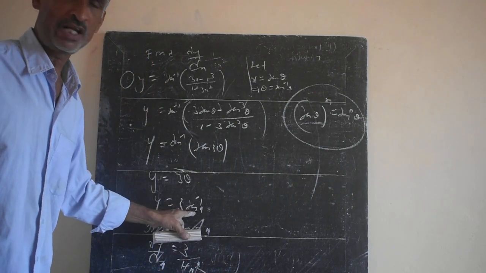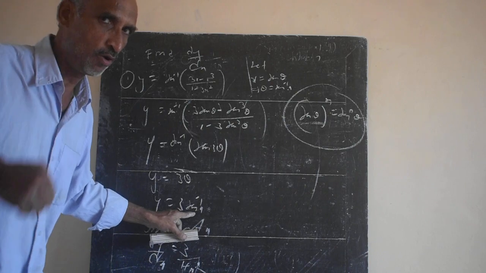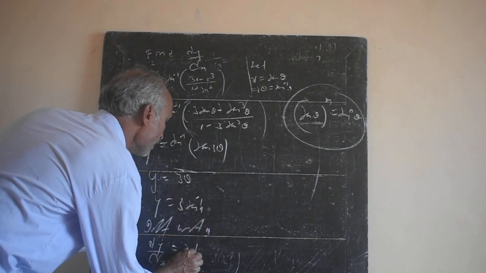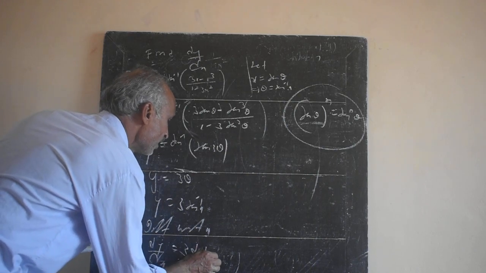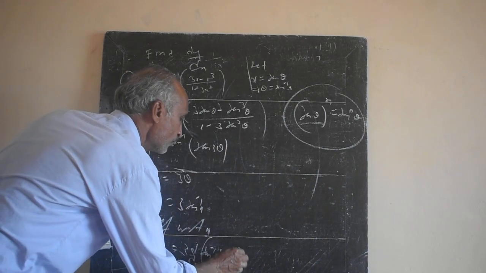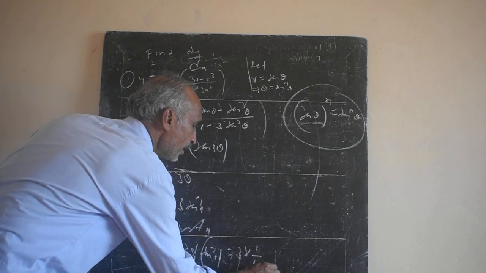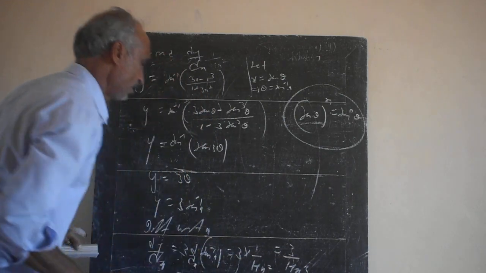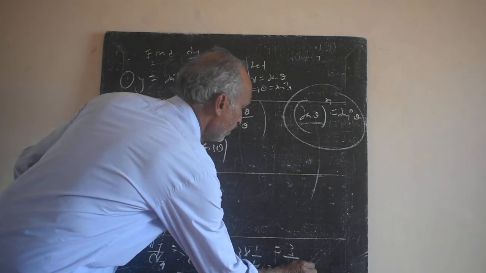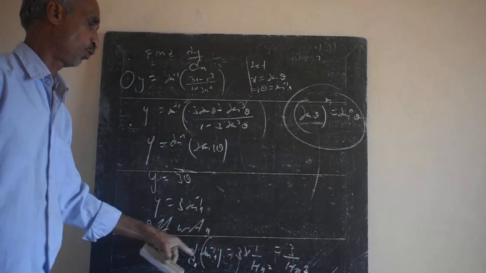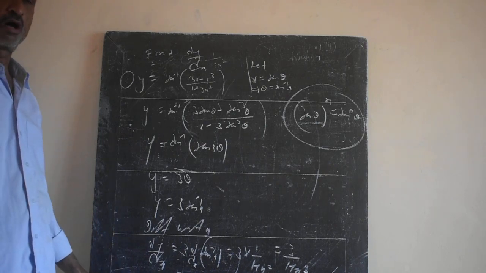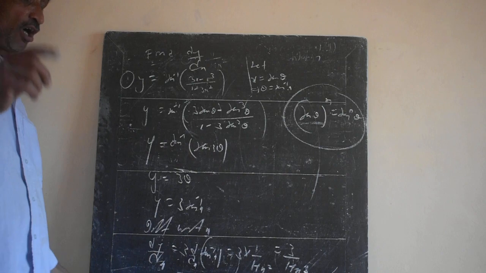dy by dx is equal to 3, the constant outside, into dy by dx of tan inverse x. Differentiation of tan inverse x is 1 upon 1 plus x square. That equals 3 upon 1 plus x square. If you write just 3 upon 1 plus x square, you get full marks; the rest is unnecessary for the examination. The other 3 are homework for you.